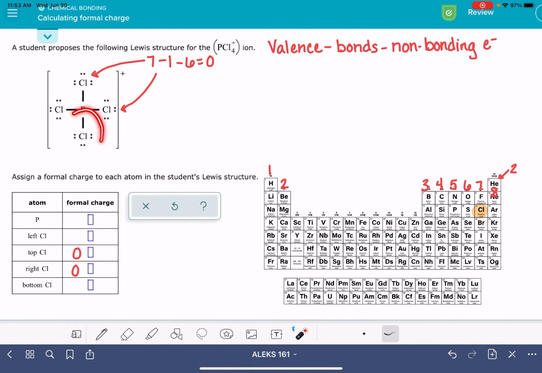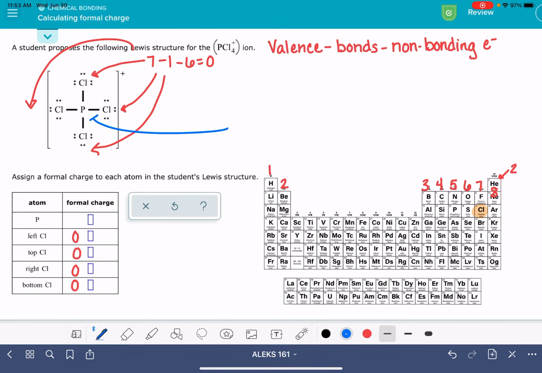And then if we keep looking, ALEKS kind of gave us an easy problem here. All of the chlorines are exactly the same. They all have the exact same bonding environment. So we don't need to recalculate for every single one of these chlorines because they are all exactly the same.